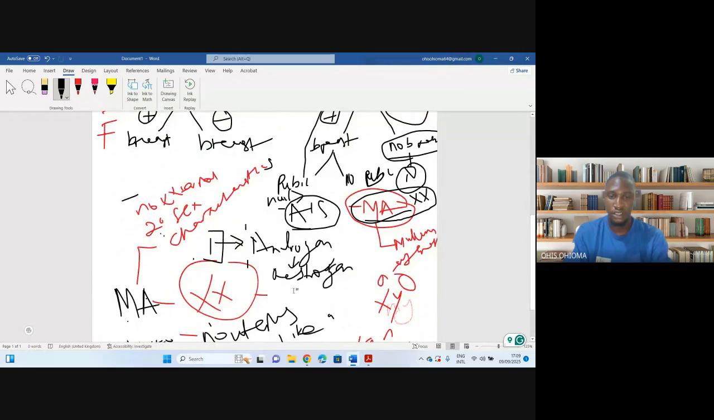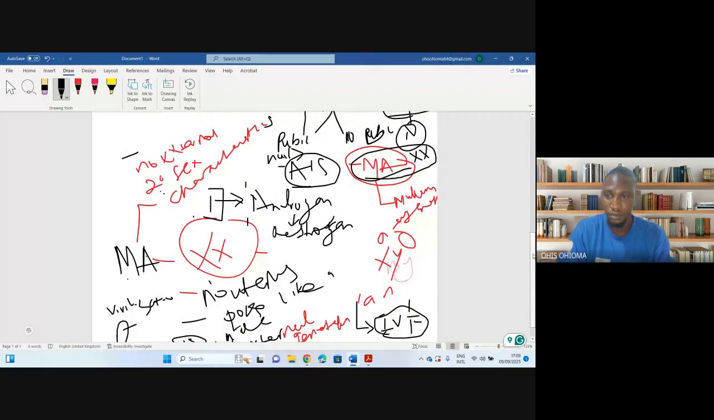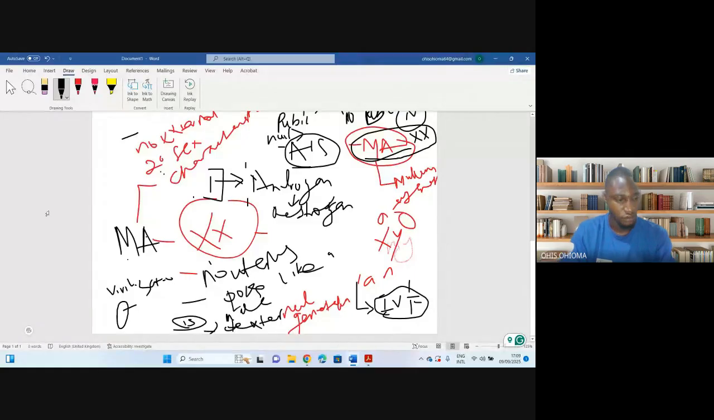In Mullerian agenesis, sometimes you might see the ovaries and sometimes you might not. If you do see the ovaries, the patient genetically is a female, and then sometimes they might have breast and sometimes they might not have breast, depending on what you're seeing. But the patient will appear more like a male, right?